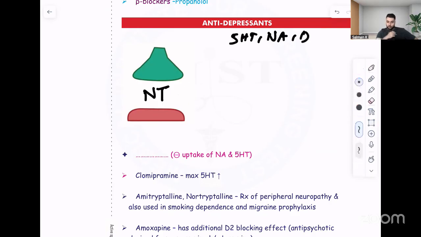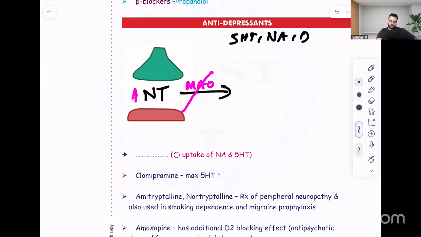So, what do I want to do? I want to increase them. How can I do that? Number one, stop them from breaking down. There is an enzyme that breaks them down called MAO. So if you give an MAO inhibitor, they will increase. That's how I can treat depression.